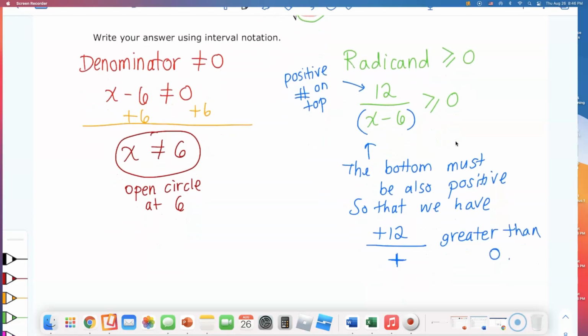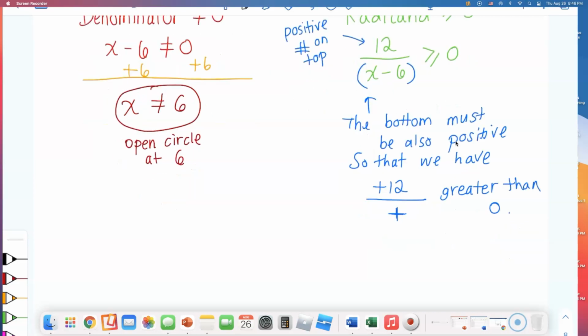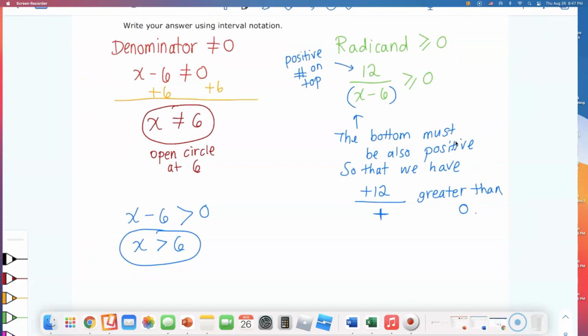Right? Because if the bottom of the fraction is negative, positive divided by negative will result in a negative number. So that's why we know that x minus 6 has to be greater than 0. But because that's the bottom of the fraction, it can't be equal to 0. So it is wrong to say that it is greater than or equal to 0. You must say that the bottom of the fraction must be bigger than 0. If I solve this, that's simple. X has to be greater than 6.